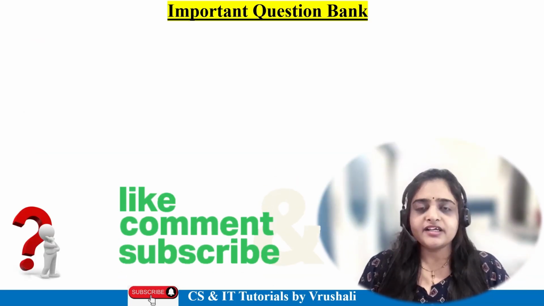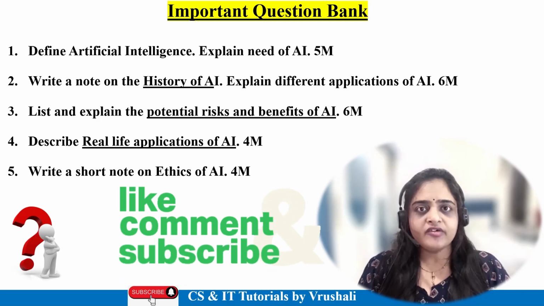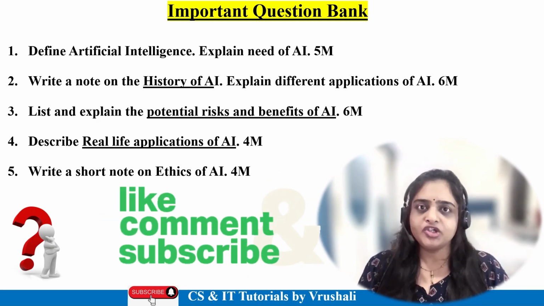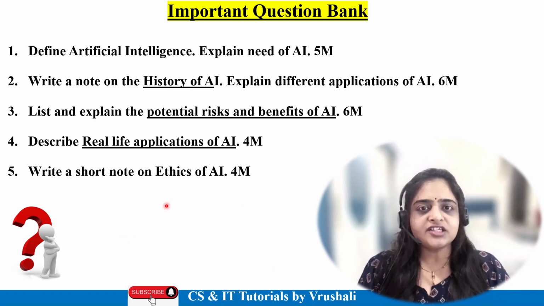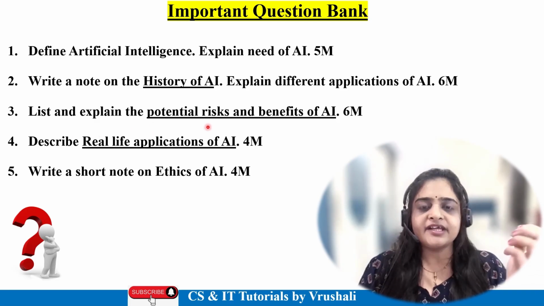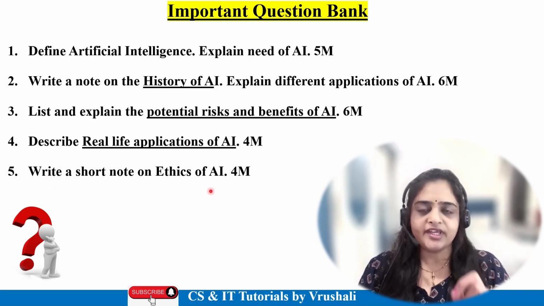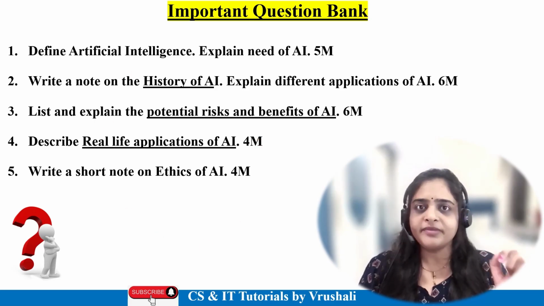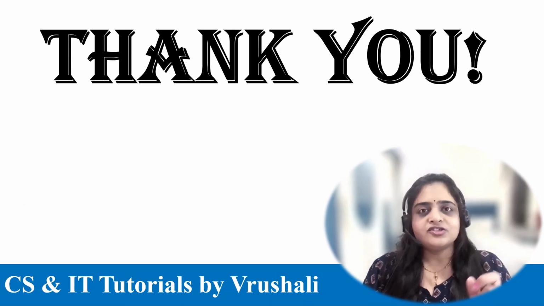Now, at the last, the important question bank. All these questions are based on previous year university papers. They ask questions like define artificial intelligence, need of AI for 5 marks. Otherwise, write a note on the history of AI, where you need to explain the history year-wise with examples for 6 marks. Then list and explain risks and benefits of AI, describe real life applications of AI, or write a short note on ethics of AI. So you should prepare all these topics completely. So this is all about it.